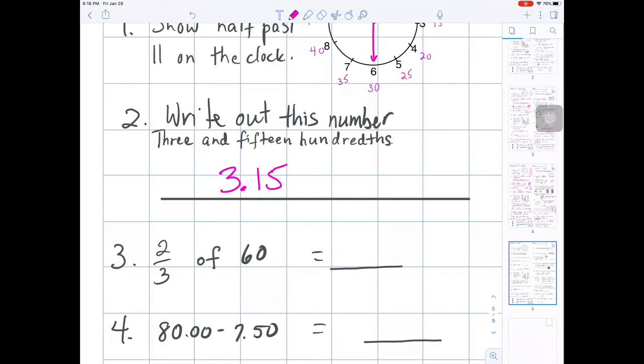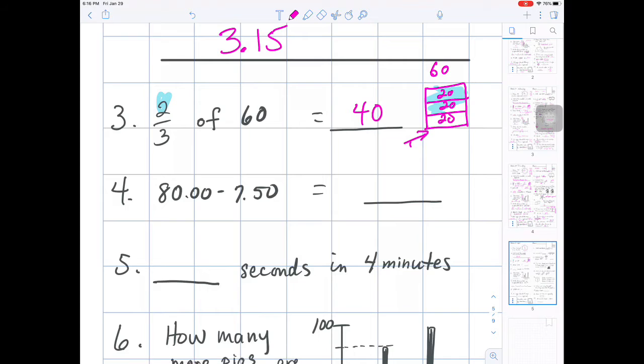3 and 15 hundredths. 2/3 of 60. Very pleased to see a number of you chose to do something like this. If the whole is 60, each part is 20. And how many do I want? 2 of them. 2 20s is 40. This diagram is critical. Please do this.